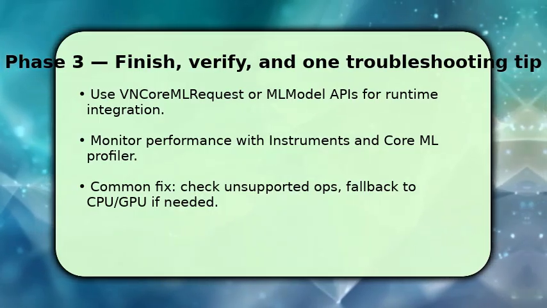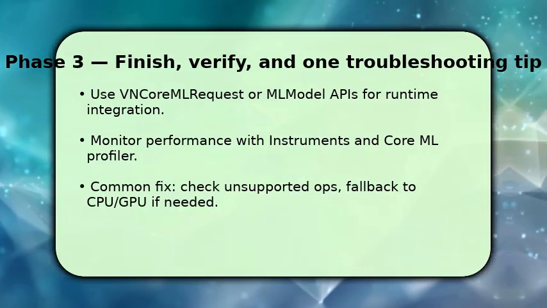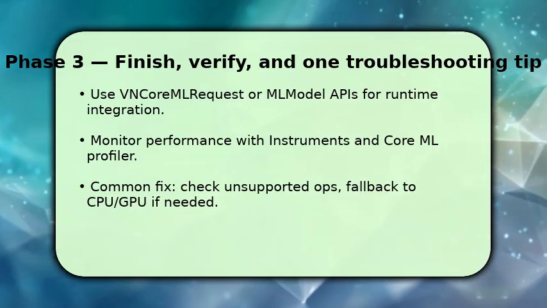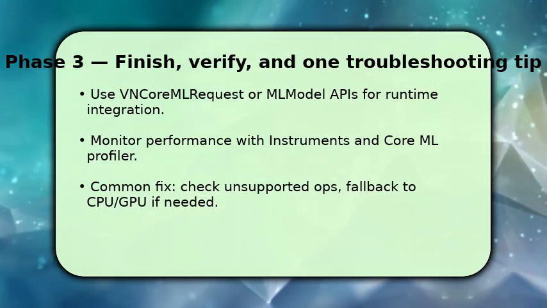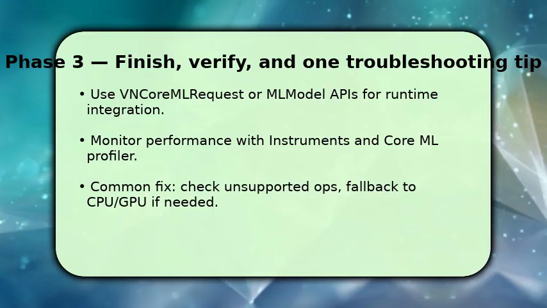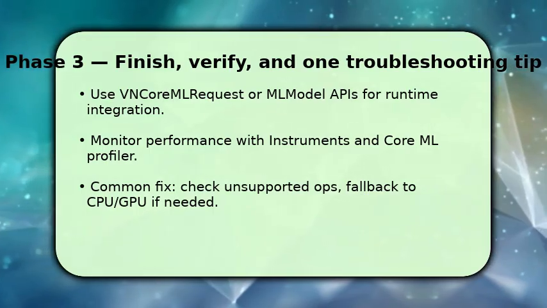Once integrated, monitor performance with Instruments and the Core ML profiler. This reveals memory spikes or thread contention. If something fails, check for unsupported model operations. Those force a CPU fallback.